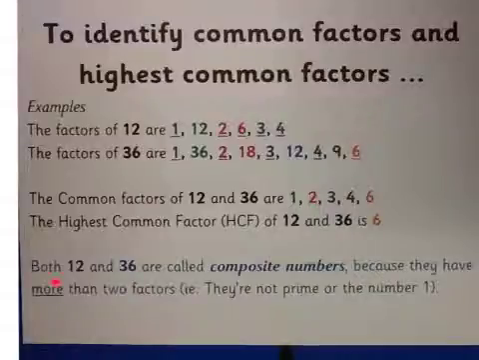Just to recap, both 12 and 36 are composite numbers because they have more than 2 factors. So 12 has 6 and 36 has 9.